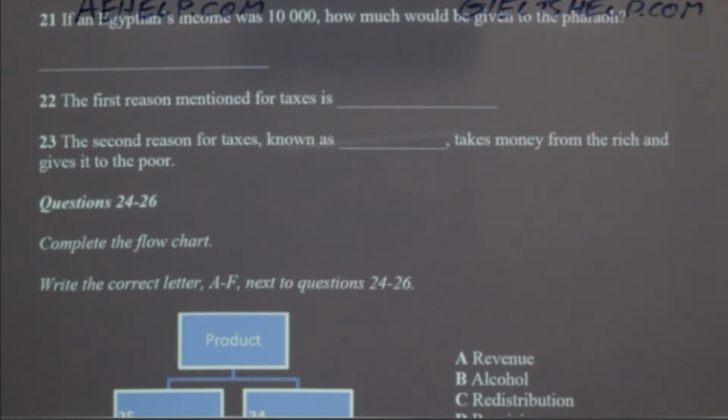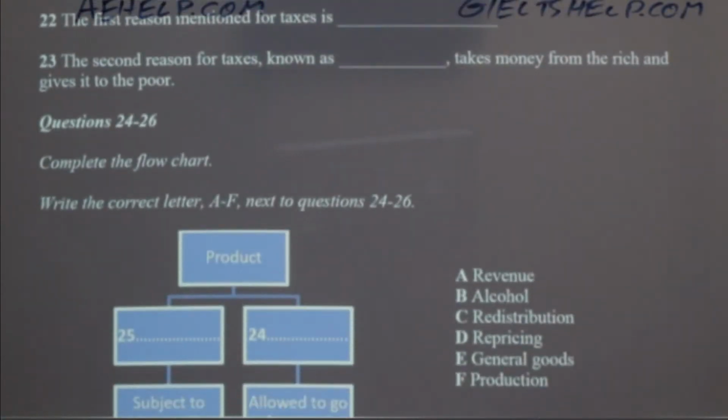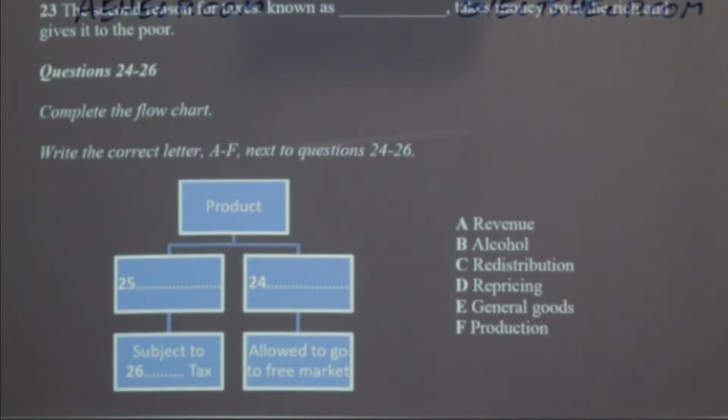The second reason for taxation is for the redistribution of wealth. In simpler terms, this means taking money from the rich and giving it to the poor. Many societies do this out of a belief that it is the responsibility of the government to look after the poor people in society. I'll let Dr. McPhee talk about the final reason for taxation, called repricing.